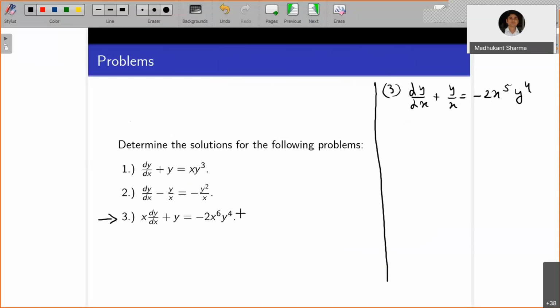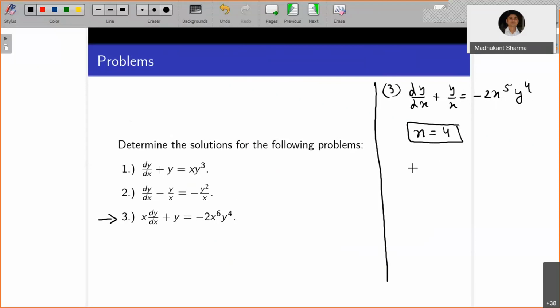Okay, so now this is in the standard form. You can see this is a Bernoulli equation with n equals 4, because q of x is minus 2 times x to the power 5, multiplying y to the power 4. So this is a Bernoulli equation of order n equals 4.